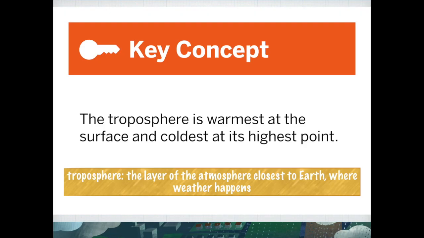And so a key concept here is that the troposphere is warmest at the point of the surface and coldest as it goes higher. So as you move up in the troposphere, it gets colder. So as the warm air parcel rises, it's going to rise until it's released enough energy to be equal with the air around it.